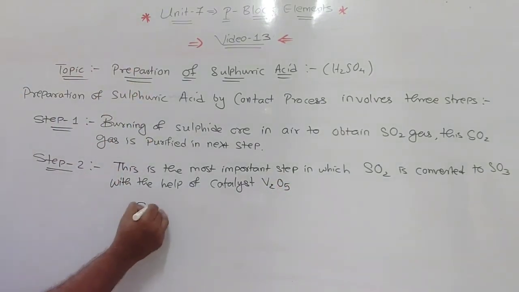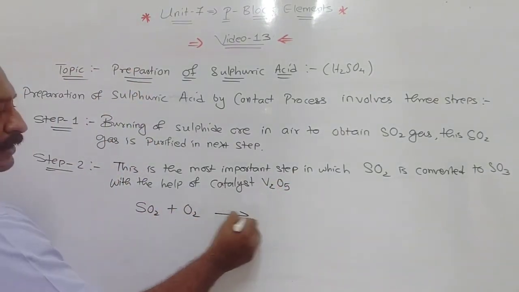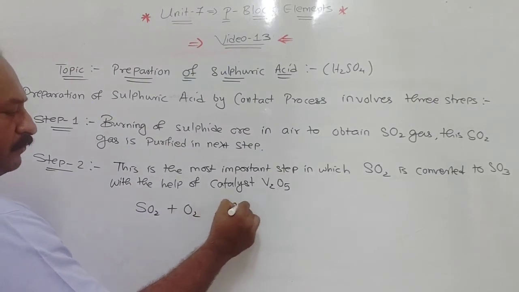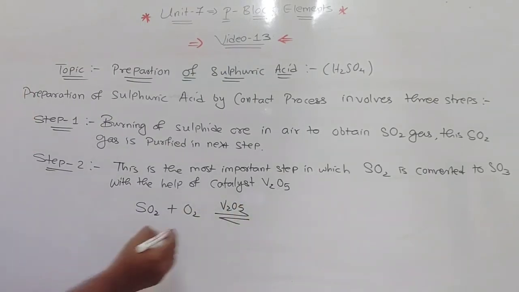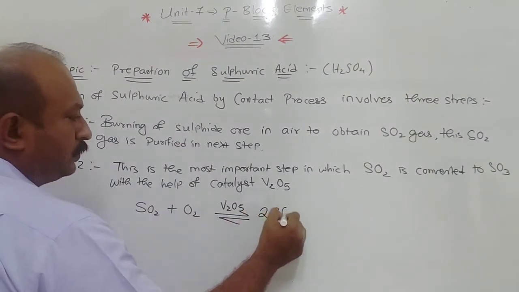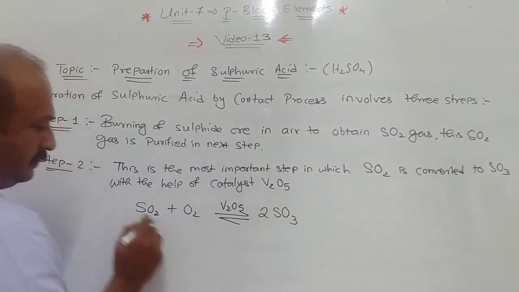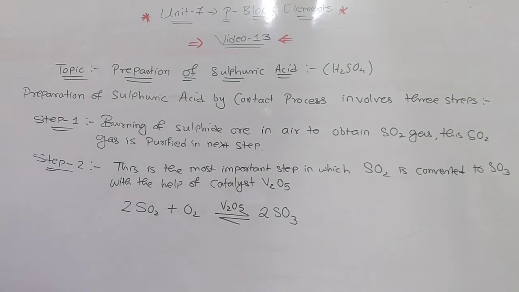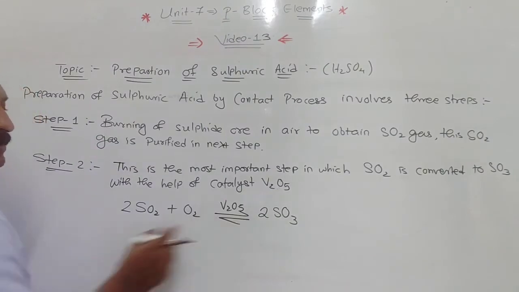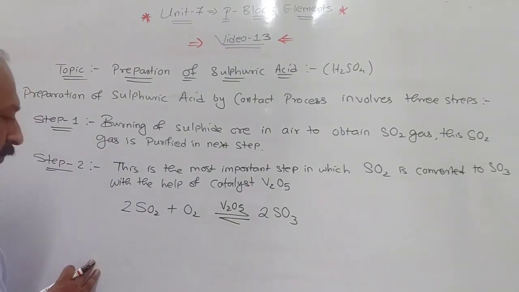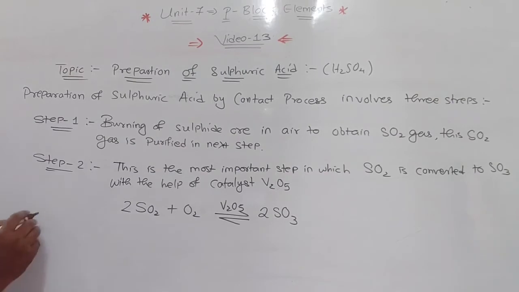Understood? So SO2 plus O2 in presence of V2O5 gets converted into 2SO3. Okay, SO2 plus O2 in presence of vanadium pentoxide gets converted into SO3. Now here you have to remember that this is a reversible step, so you have to be careful with this.